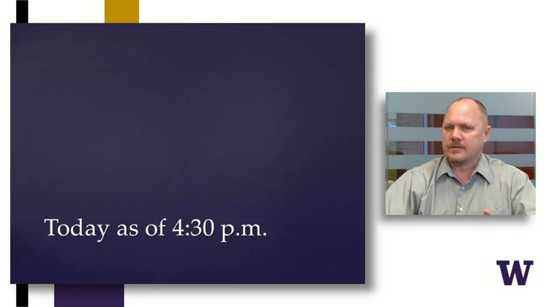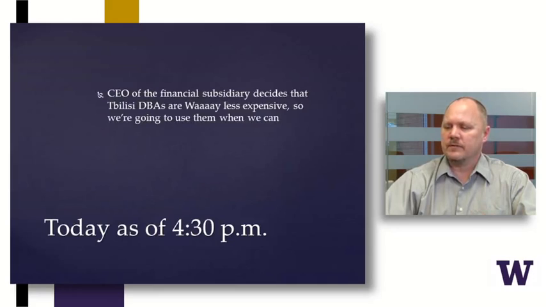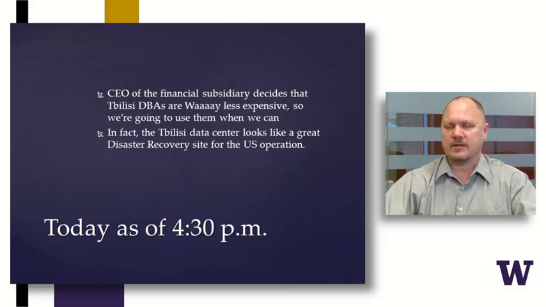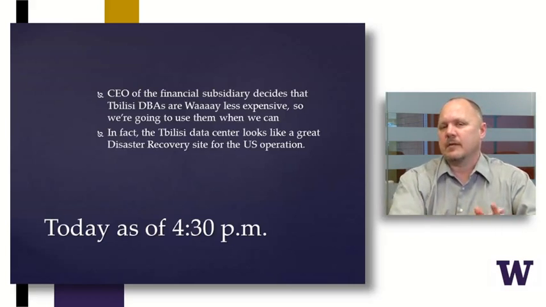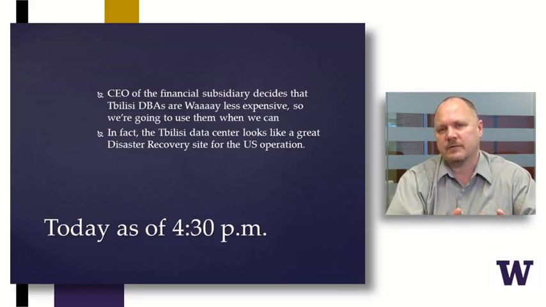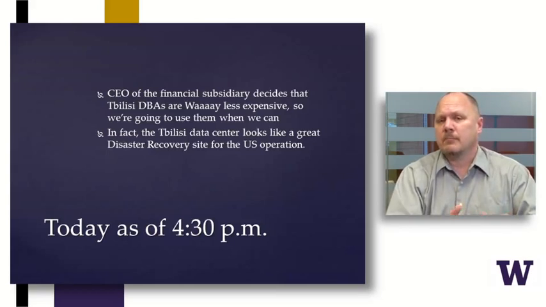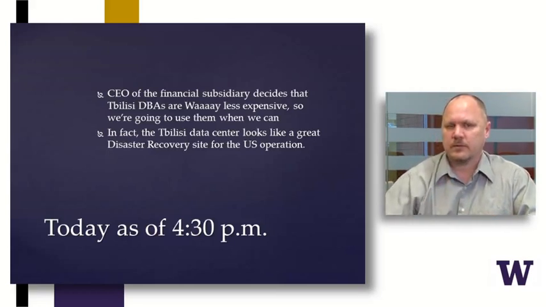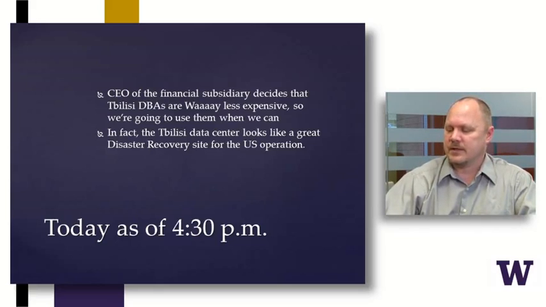As of 4:30, things change pretty rapidly. The CEO of the financial subsidiary decides that Tbilisi DBAs are way less expensive, so we're going to use them when we can. In fact, the Tbilisi data center looks like a great disaster recovery site for the U.S. operation. As you might think, these are concepts that we talked about a little earlier. The idea that this great physical separation makes it a very tempting target as a place to fail to, and potentially cheap labor and differential labor costs in various other places might cause management to think about moving that kind of resource. So that's a 2.5-hour period.